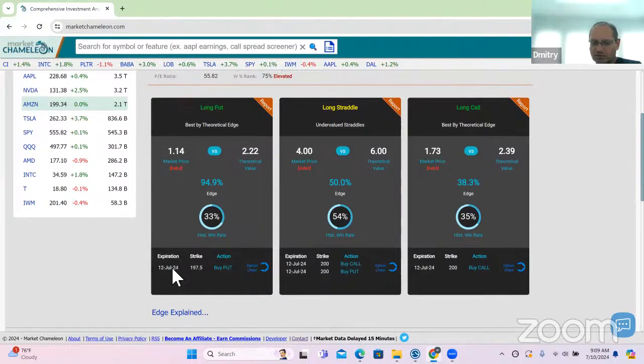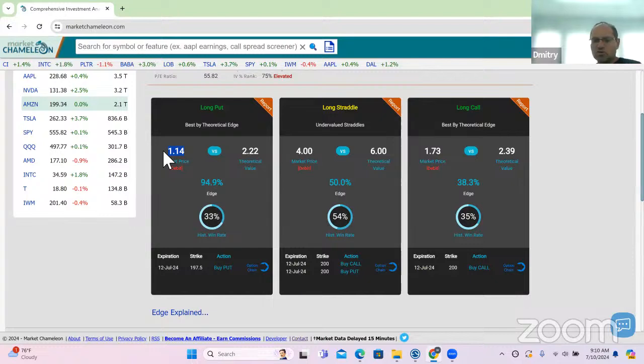Here we got it because of the theoretical edge. So we're looking at the 197.5 strike option that expires July 12th, so 2 days from now. The market price when we took that snapshot was $1.14. So that's what the option price was. Of course, we don't know where Amazon's going to go. It could go up, it could go down. But if we're bearish and looking for a bearish idea, one strategy is long a put, or long a put spread. So we got this put here. It's $1.14. That's the market price.